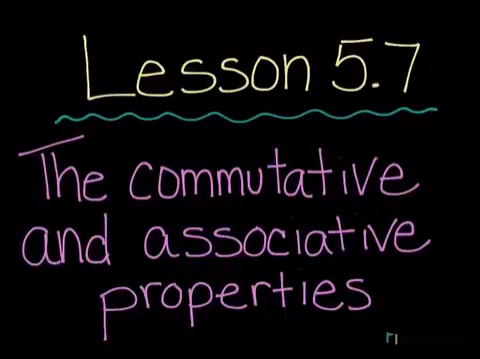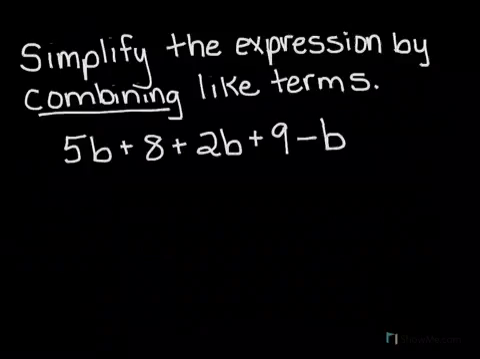Welcome to Lesson 5.7, the commutative and associative properties. Today we're going to use these two properties to simplify expressions. In this example, it says to simplify the expression by combining like terms.